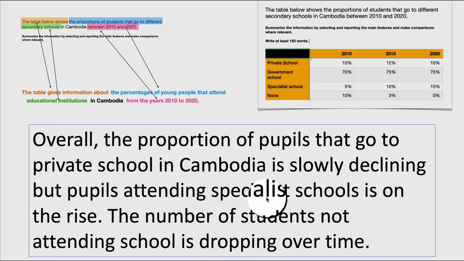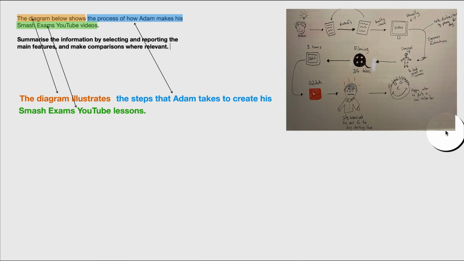But pupils attending specialist schools is on the rise, 5 to 10 to 15. The number of students not attending school is dropping over time. And again, no school, 10 to 3% to 0%. Again, no numbers here, it's just a general overview, hence the overall. This is what you need to do in every IELTS Academic Writing Task 1.